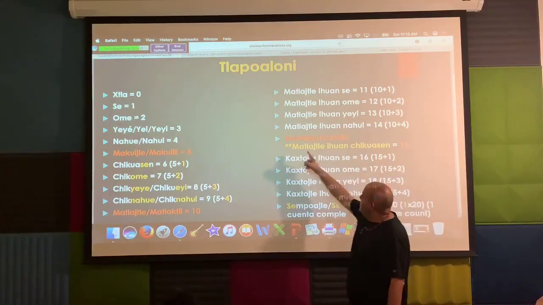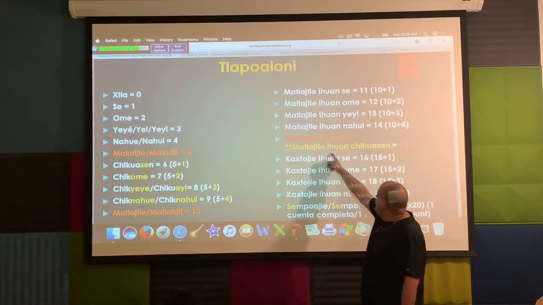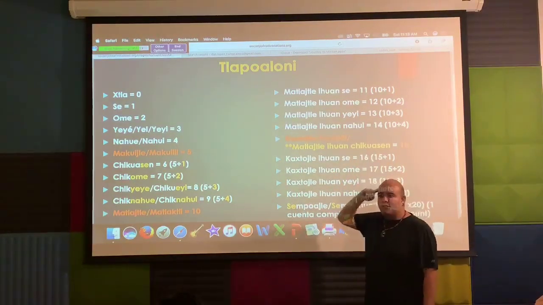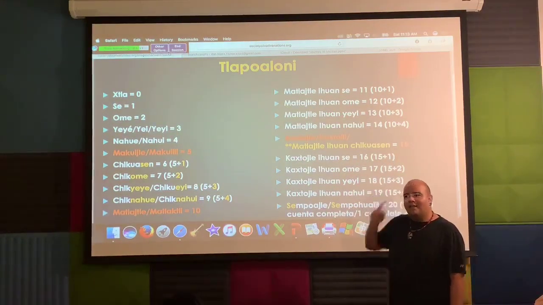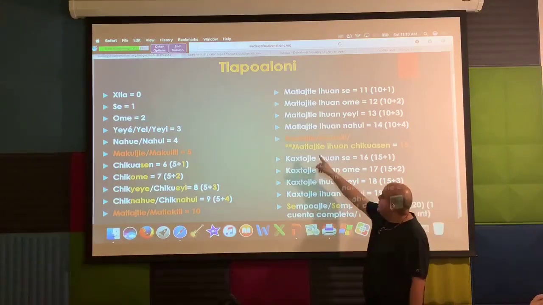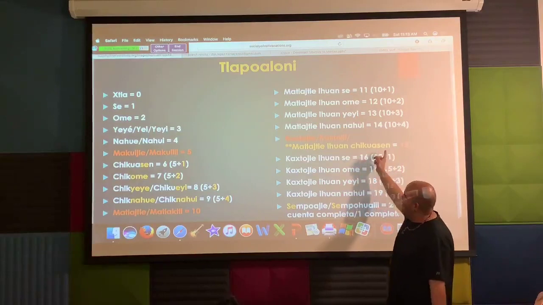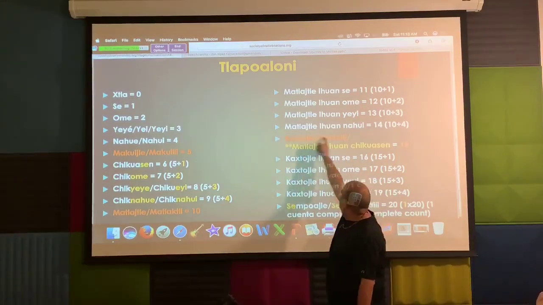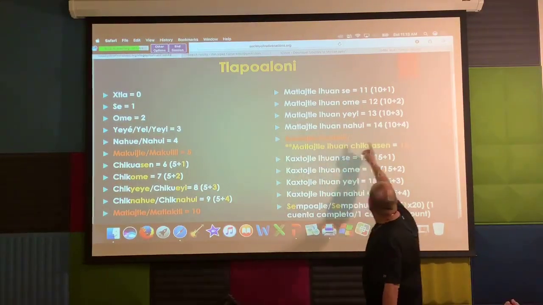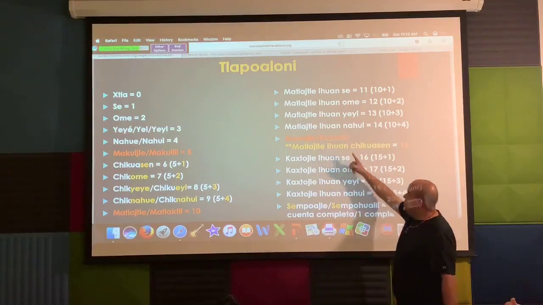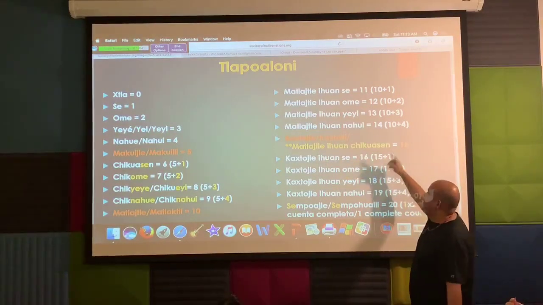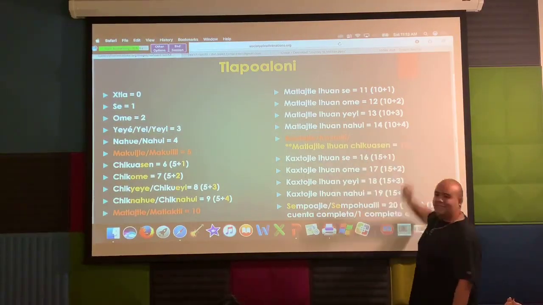Galenche wanted me to make a note to remind people that the way your community perceives the concept of the numbers also changes. In some communities, they might say matlacle iwanchicuasen. It's a little longer to say, and it's a lot more traditional, but it has the same concept as castoli. If you say matlacle iwanchicuasen, you're literally saying 10 plus 6.